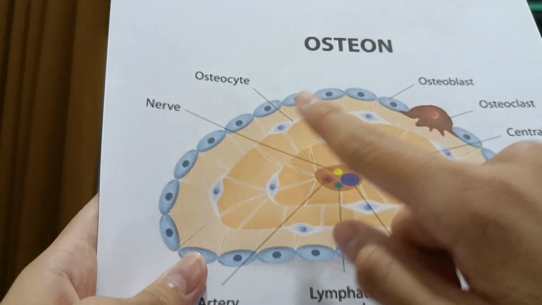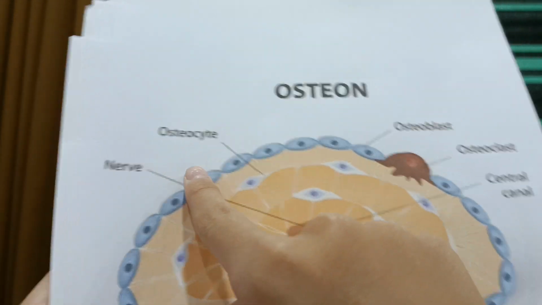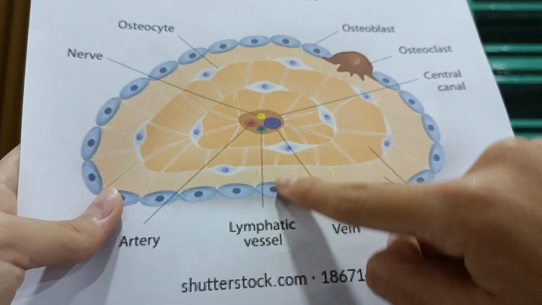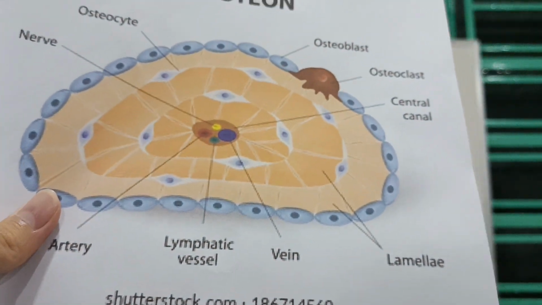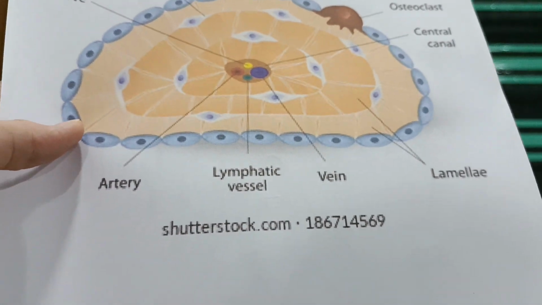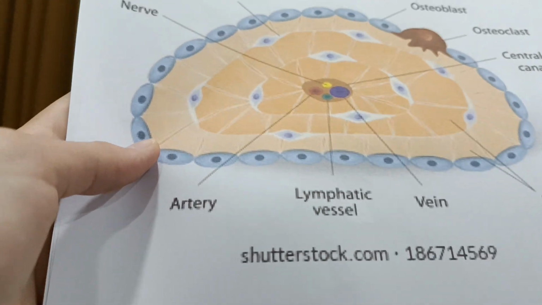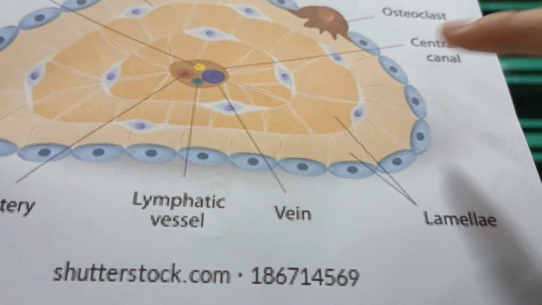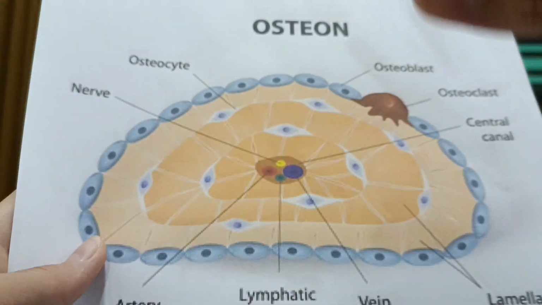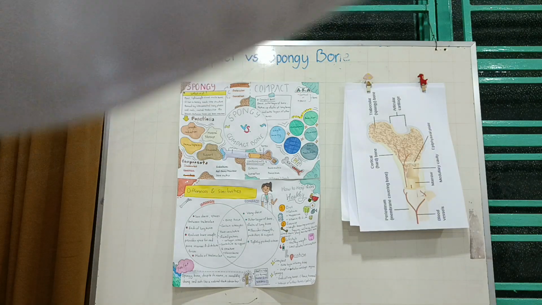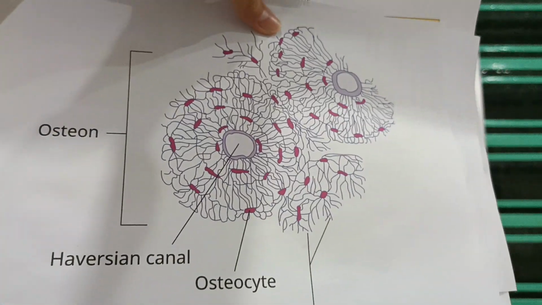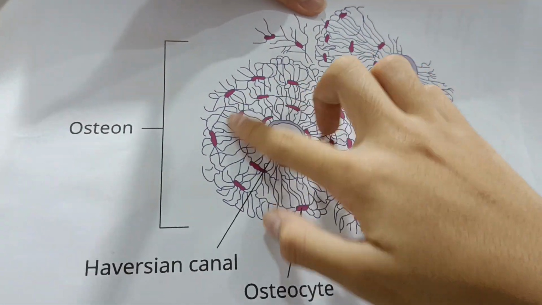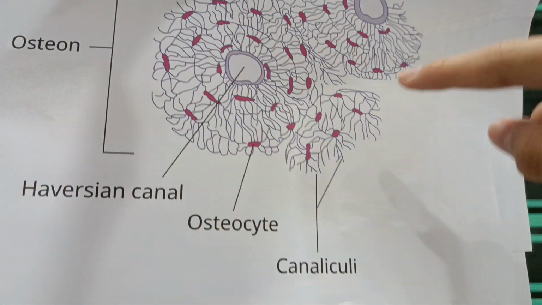As you can see, there's the osteocyte, osteoblast, and osteoclast. There's the central canal. There's the lymphatic vessel, which are the tubes that are part of the lymphatic system. There's also the artery, the vein, and lamellae here. This is basically the osteon. This is an osteon in a different picture. There's the osteocyte, and this is the Haversian canal. So this is all of the osteon or Haversian canal.